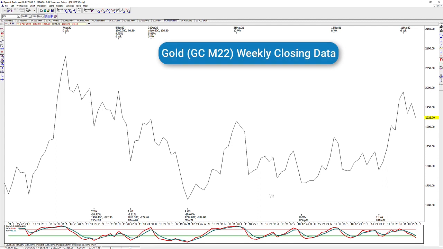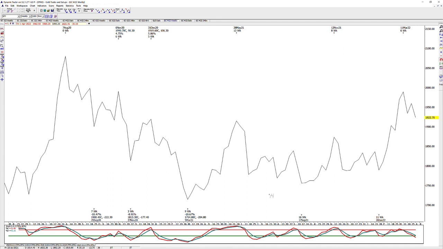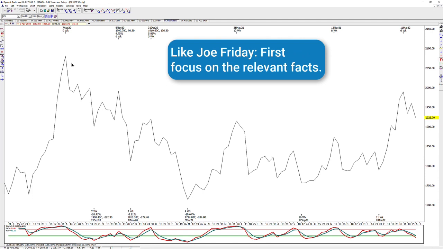Well, for no other reason. I almost always look at close-only, whether it's weekly or daily charts. But this is the weekly close-only data. So I'm just going to isolate a couple of unique pieces of information that should help us develop a trade plan. And this is going back all the way, not quite a year, eight or nine months or so.